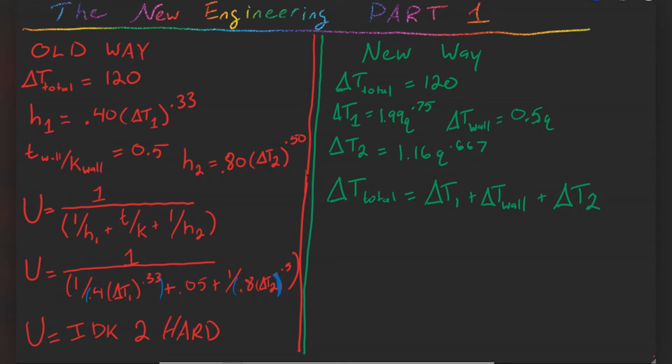So we already know those. 120 equals 1.99 Q plus, oh, no, I didn't like that. The 0.75 was unreasonably high, so I had to bring it down. Probably wasted time. Plus the wall, same thing, 0.5 Q plus 1.16 Q, 0.667.